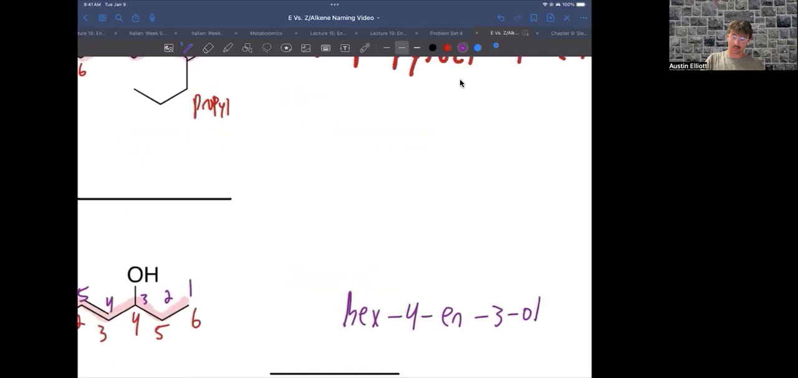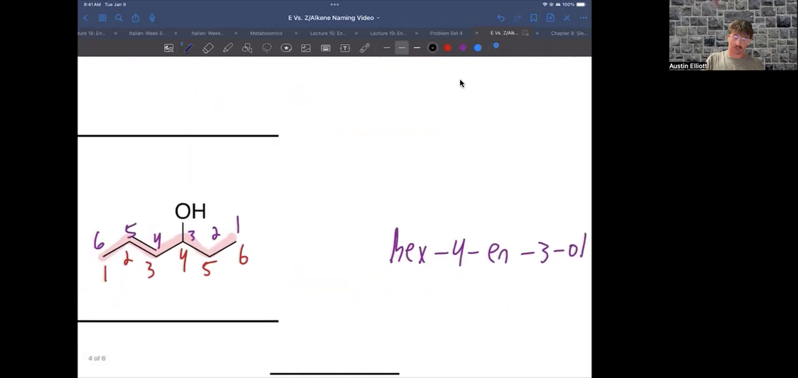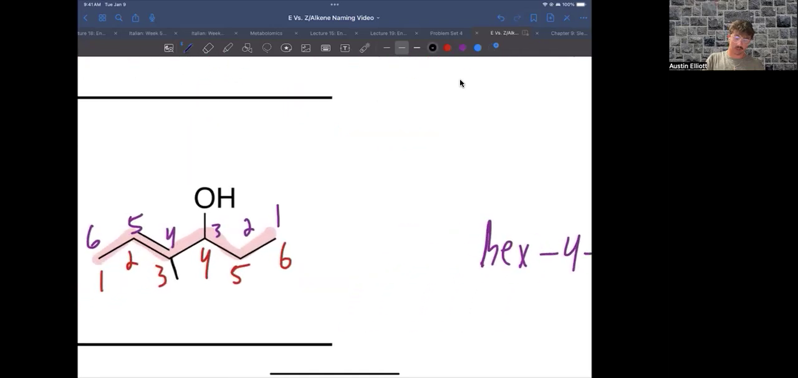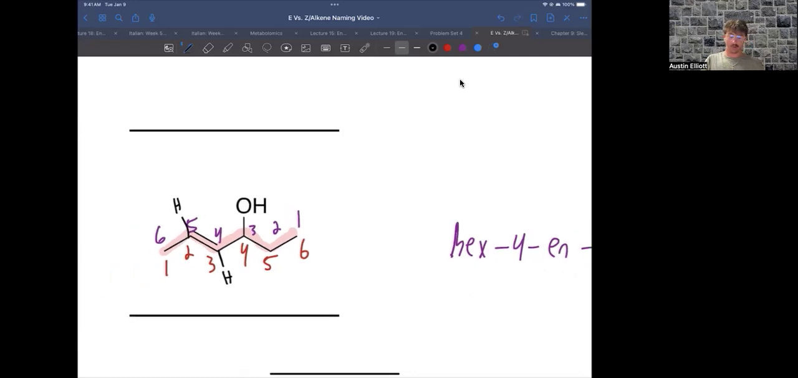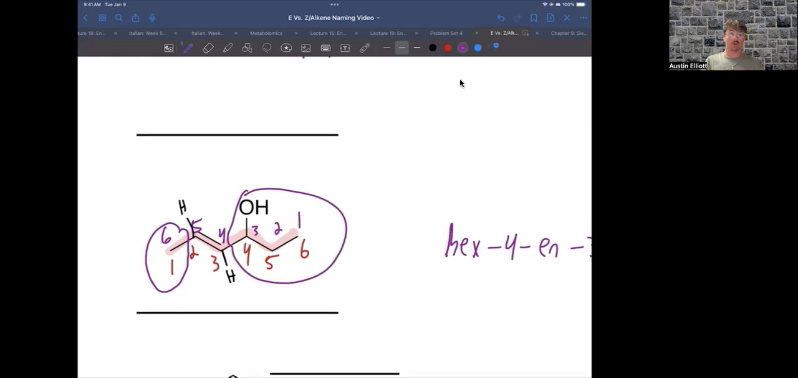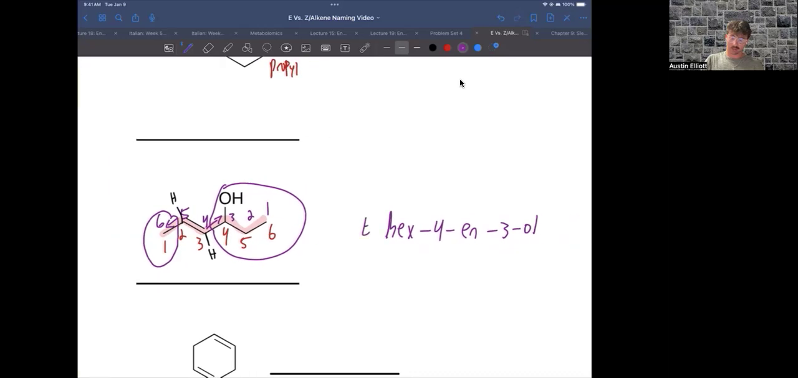Now in this case, we want to look for those hydrogens. So we have an H going down and then an H going up. So now we want to look for our largest group. So here we have this methyl bigger than the hydrogen, and then this nice group over here is bigger. So one group's going up like this, and the other group's going down like that. So we're going to have E-hex-4-ene-3-ol.